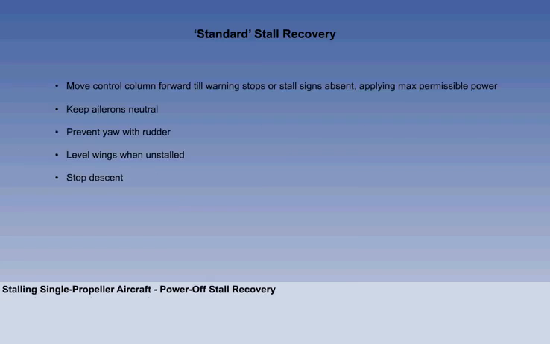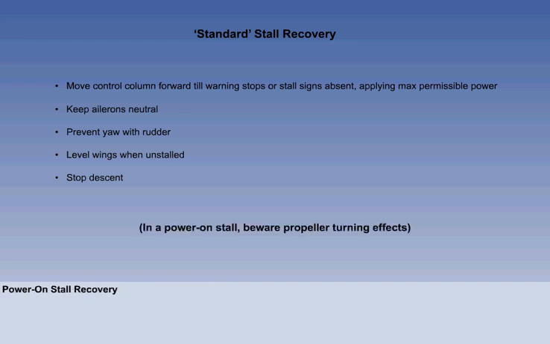For single-engine propeller aircraft, an incipient stall recovery at the stall warning involves moving the control column smoothly forward to unstall the wings, which is judged by the absence of the stall warner or any signs of an incipient stall, and, at the same time, increasing the power to maximum. Yaw should be prevented with rudder, and the wings levelled with aileron once unstalled, then height regained.